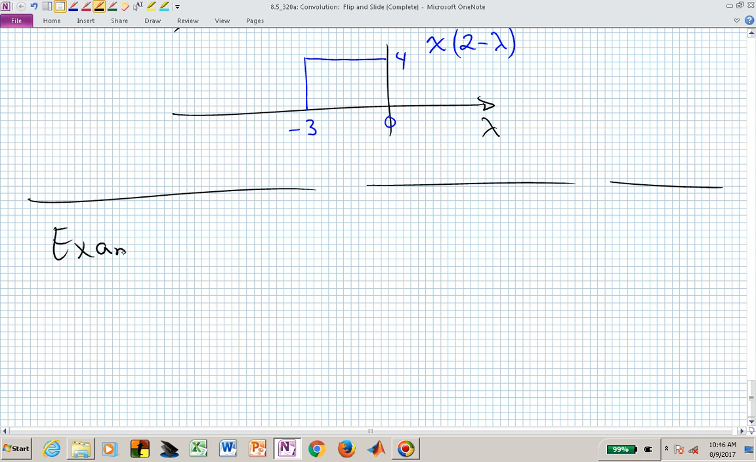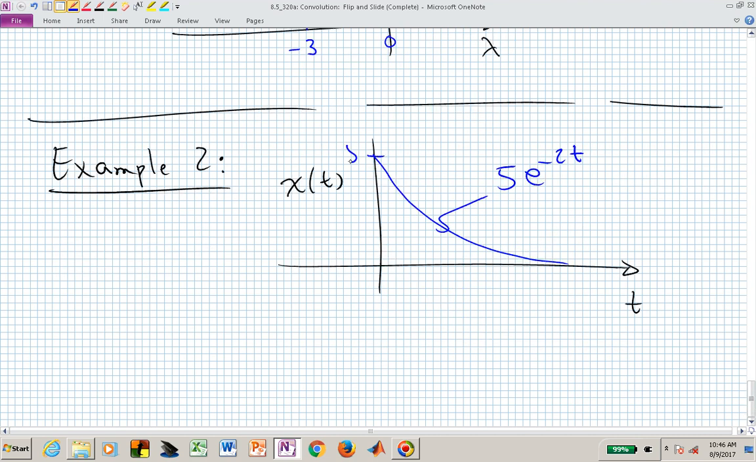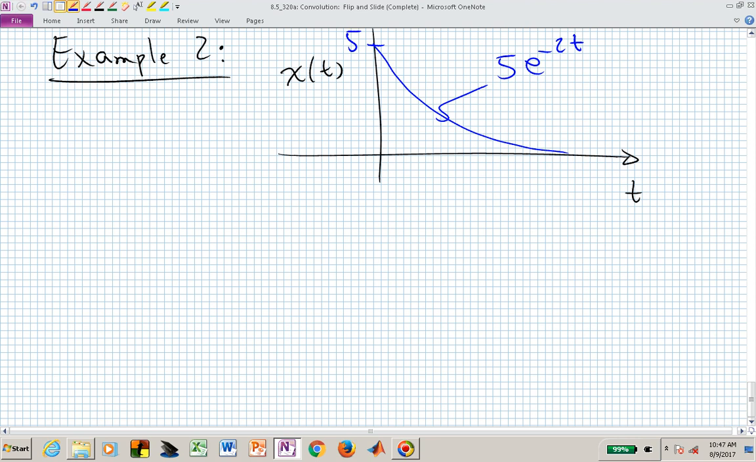Let's look at example number 2. In example 2, a lot of times we will be faced with exponentially decaying waveforms. Let's look at one of those. Suppose x of t is now given by 5e to the minus 2t. So that now we're starting at 5 at t equal to 0, and we're exponentially decaying with a decay rate influenced by that minus 2.